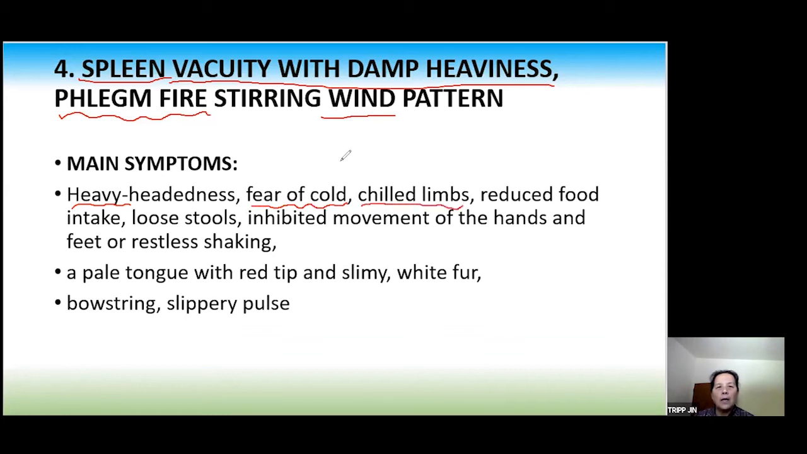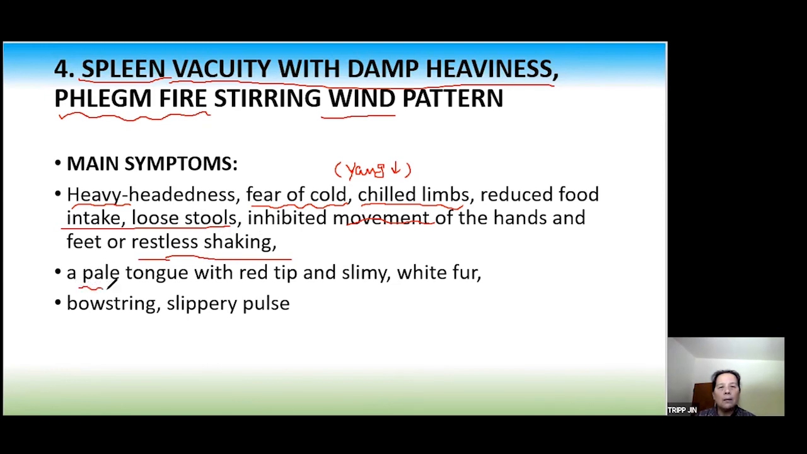That's basically some symptoms related to yang deficiency. People have poor appetite, loose stool, and the movement has some disorder or maybe trouble there, jerking or cutting. So that's generally the spleen qi deficiency with dampness pattern.